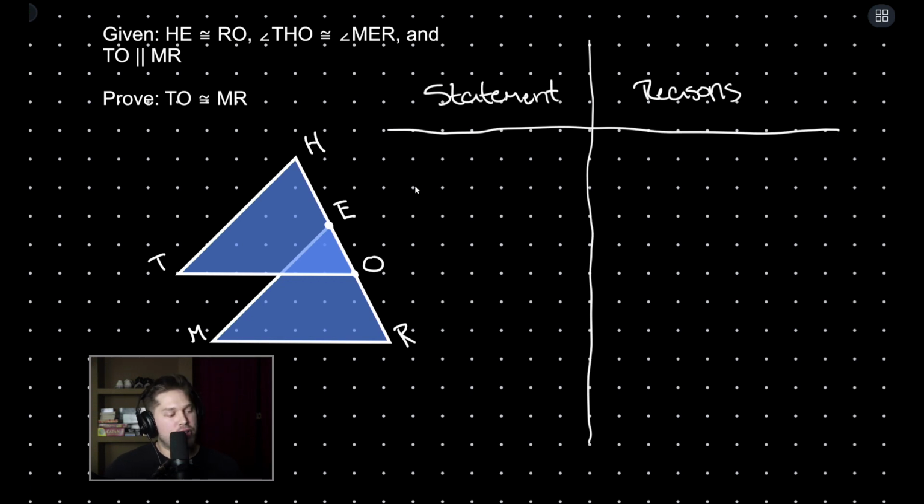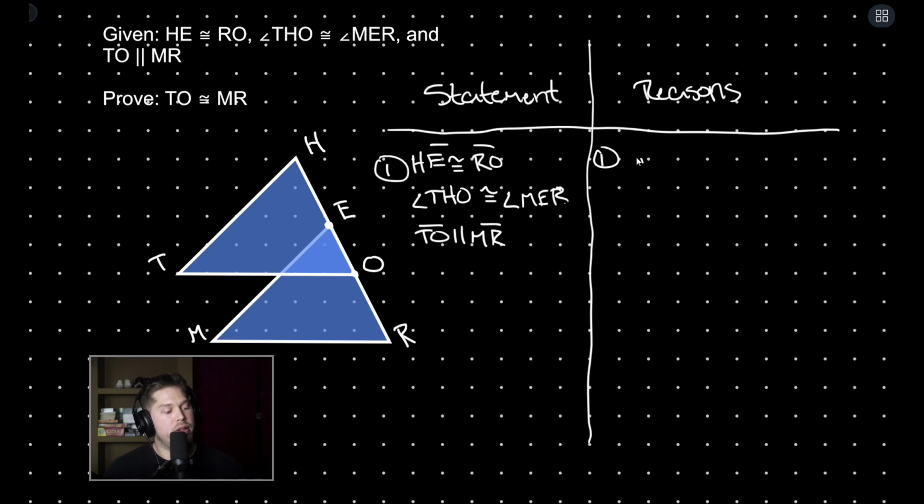So first of all, we're going to restate the given. So we have HE is congruent to RO. And we have angle THO is congruent to angle MER, and we have TO is parallel to MR.